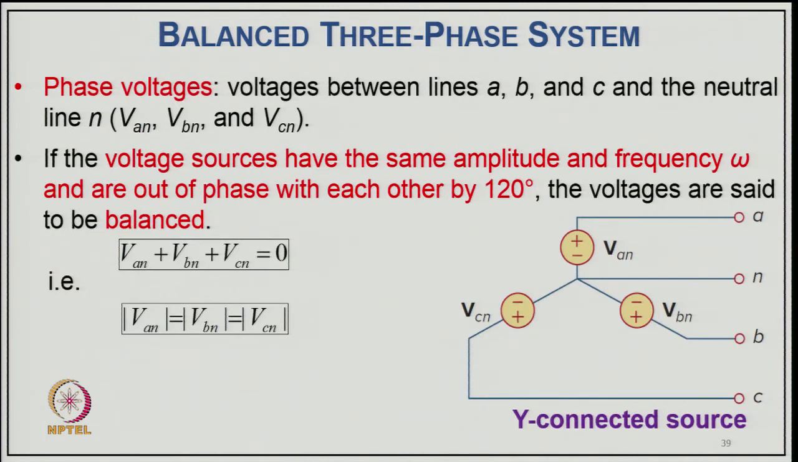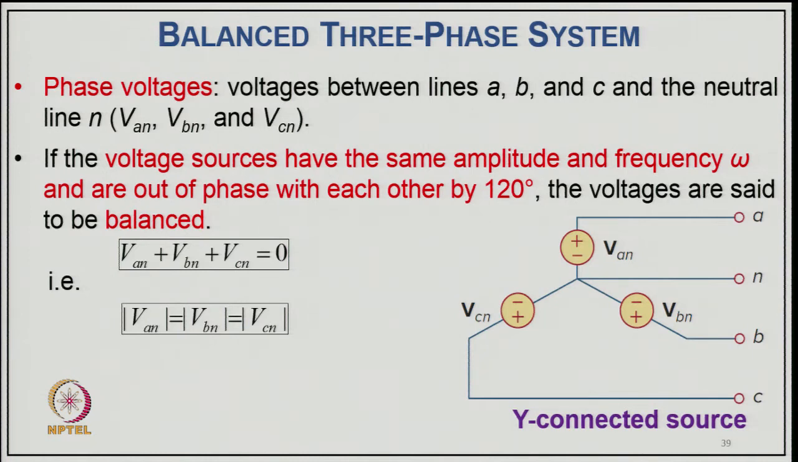We can define the phase voltages between lines A, B and C and the neutral terminal, which we call Van, Vbn and Vcn. If the voltage sources have the same amplitude and frequency omega and are out of phase with each other by 120 degrees, then the voltages are said to be balanced. In the case of 3-phase balanced voltages, the sum of all 3 phase voltages is 0. So, Van plus Vbn plus Vcn equals 0, because they have equal RMS value but a phase displacement of 120 degrees. This relation is valid for all time, and it is also valid for the currents, and if it is a balanced load, that is why you do not experience any neutral current.